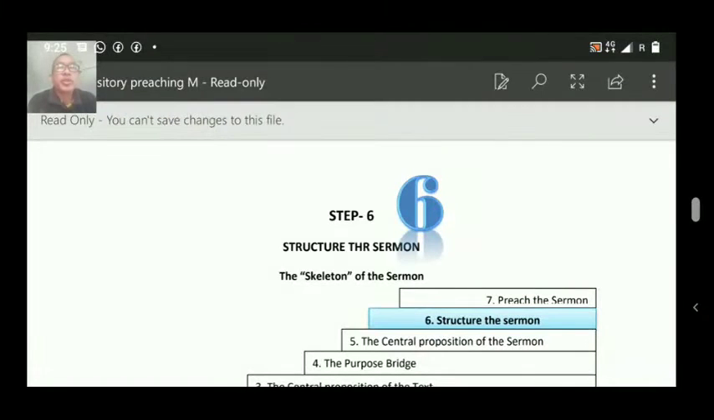Good morning, class. Let's continue with our subject, expository preaching, and now we have come to the last steps. We have left only steps 6 and 7, and these are very easy steps now. What you have to do is just revise all these steps and follow. Step number 6 is structure the sermon.